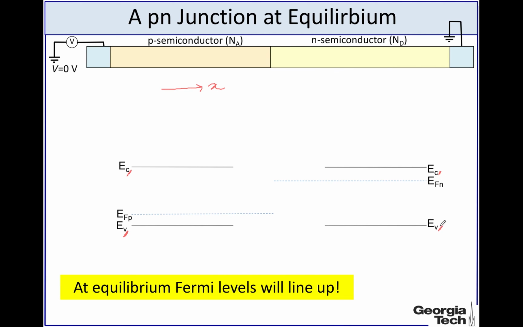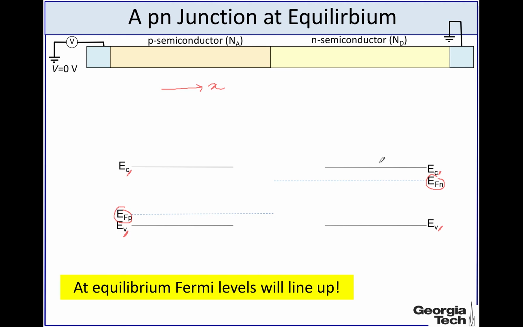One of the most important rules for drawing the band diagram is that at equilibrium, the Fermi levels for all the regions will line up. In this particular case, what we are showing here is that the Fermi levels in the P region and the N region are not lined up. We will line them up, but before that let's note that on the P side the Fermi level will be closer to the valence band, and on the N side the Fermi level will be closer to the conduction band.